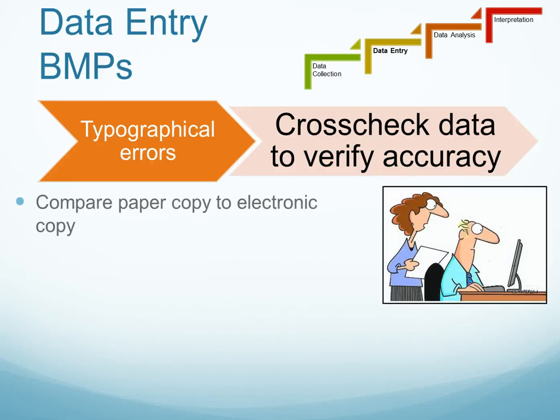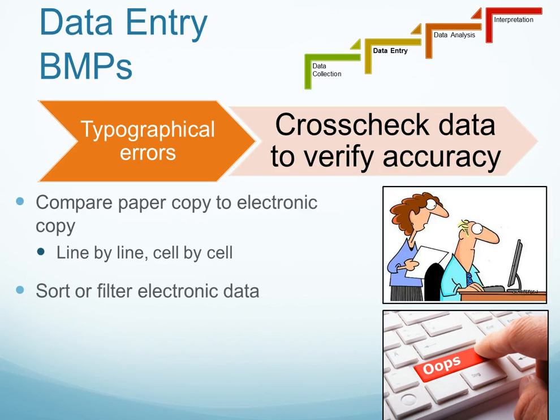So what we do is we cross-check our data to verify its accuracy. First, we compare the paper copy to the electronic copy. Do this line by line and cell by cell. It's important to do this because typographical errors happen, and the first step in catching them is to compare the original to the electronic copy.